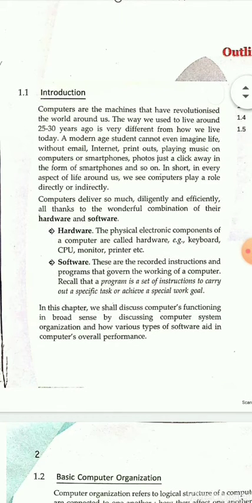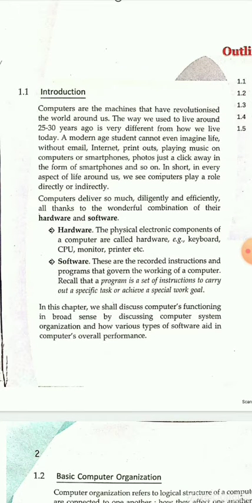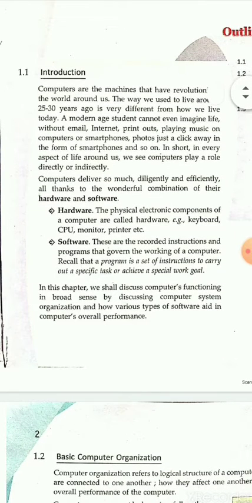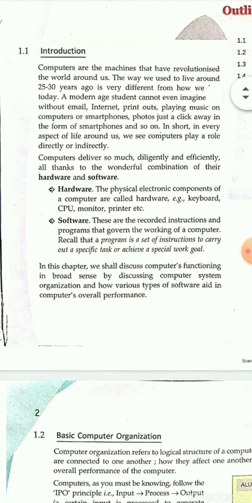Now computers are basically composed of two things, hardware and software. Hardware is the physical element or physical component of the computer, like keyboard, mouse, monitor, printer, etc. And software is the part of the computer which cannot be touched and cannot be seen, but we can feel its existence. It is a collection of instructions and programs that govern the working of a computer.